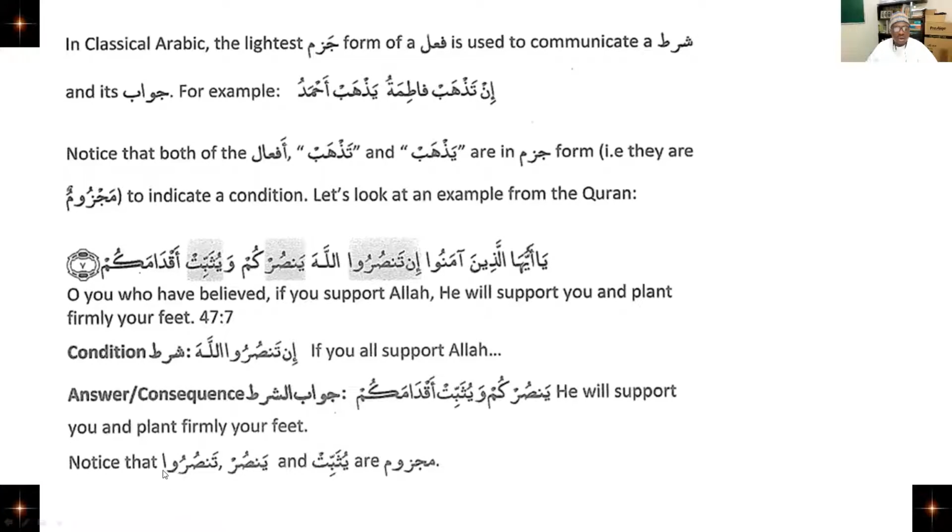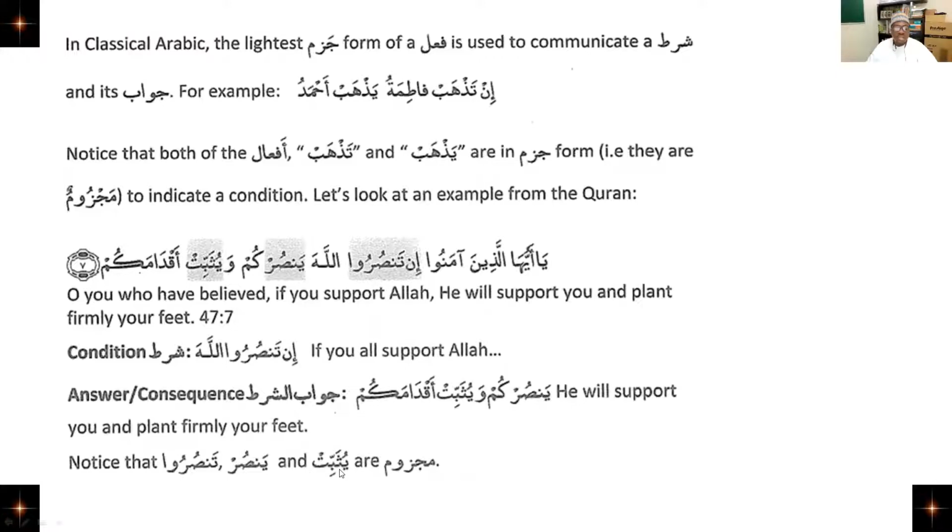You can all see that they are all in the states of lightest, right? This one is lightest by dropping of the noon. This one is lightest by the sukun. This one is also lightest by having the sukun. Okay. Be careful. This ta is not for feminine. Thabbit. Okay. We thabbit. This ta is not for feminine. This ta is part of the fi'l itself.